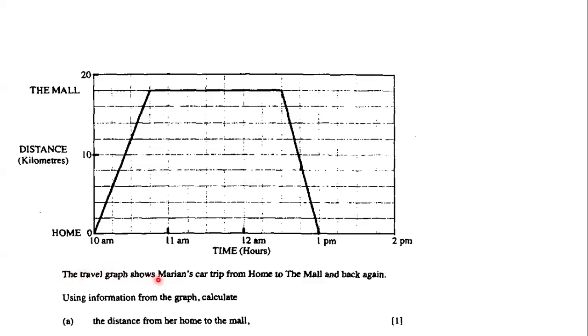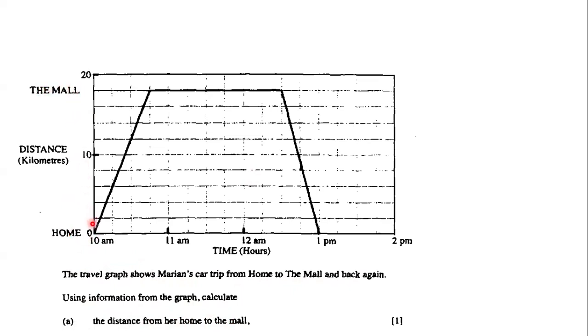The travel graph shows Marianne's car trip from home to the mall and back again. Using information from the graph, calculate the distance from her home to the mall. And so we have to figure out the distance from her home to the mall.